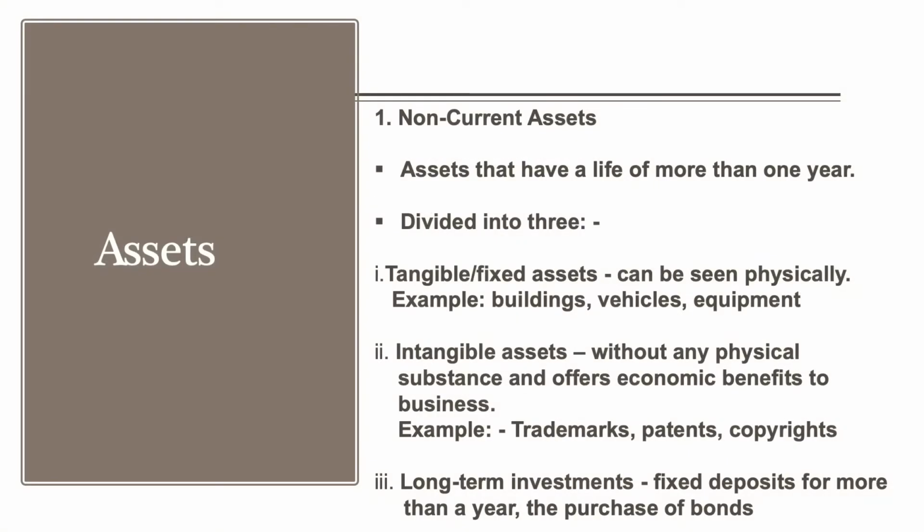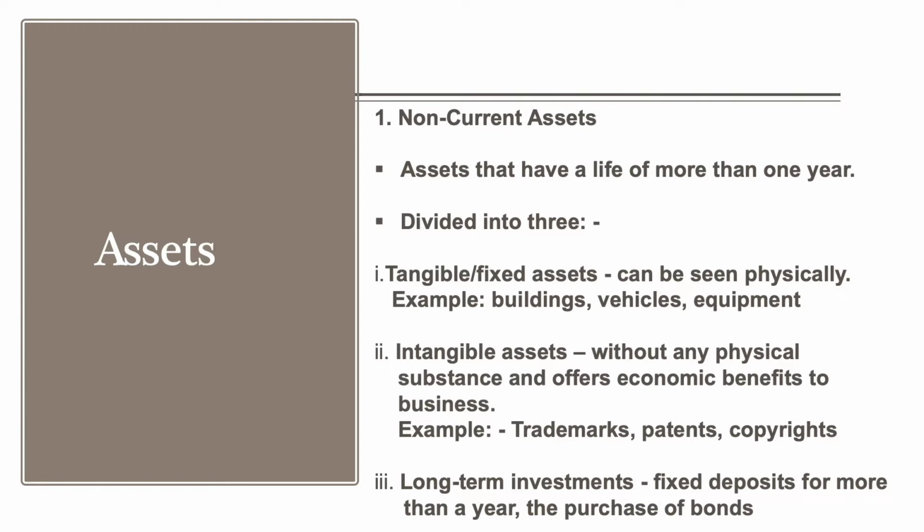Non-current asset refers to the asset that has a useful life extending over more than one accounting period. In other words, it's more than 1 year. It can be divided into three. The first part is tangible or fixed asset, which refers to the physical asset that is used in operation. Let me give you some examples: buildings, vehicles, equipments.